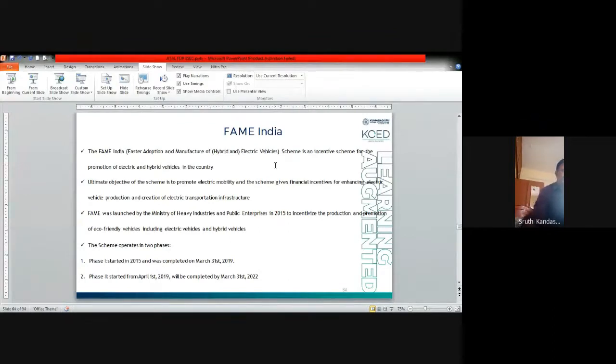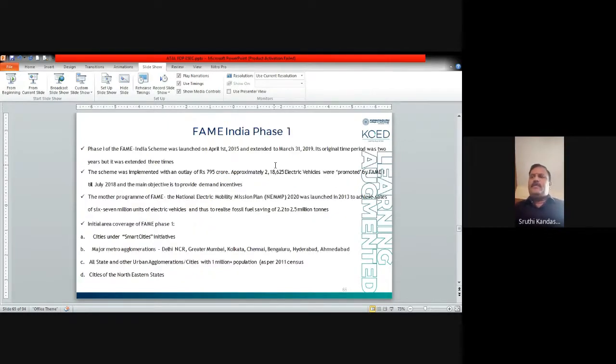to incentivize the production of eco-friendly vehicles, with the scheme operating in two phases. Phase one started in 2015 and was completed on March 31st, 2019. Phase two started on 1st April 2019 and was completed by 31st March 2022. So these are phase one and phase two of FAME for promotion of e-vehicle technology, the incentive schemes.